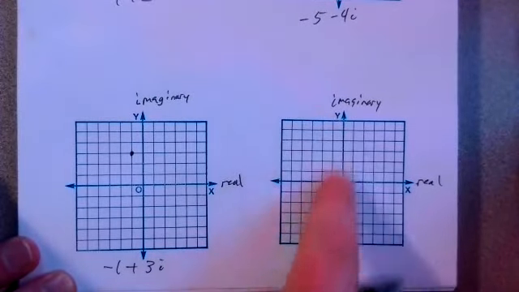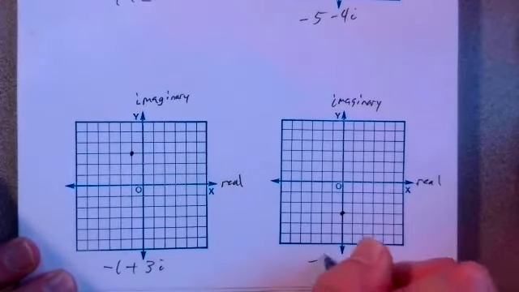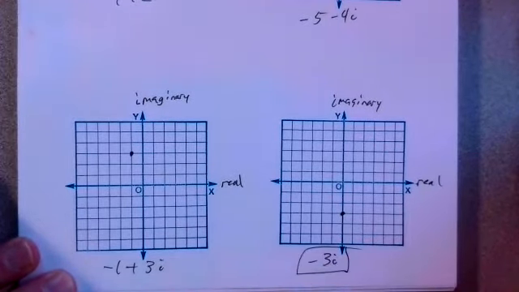What about this one? We're right on the axis. So 0 for the real and negative 3 for the imaginary. So it'd just be negative 3i for that last one.